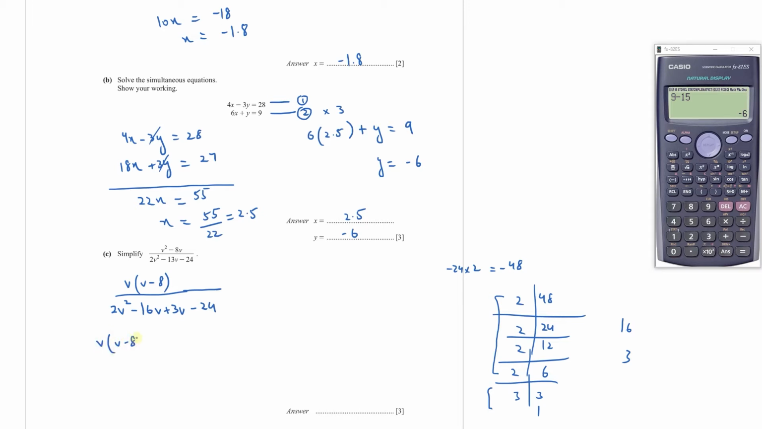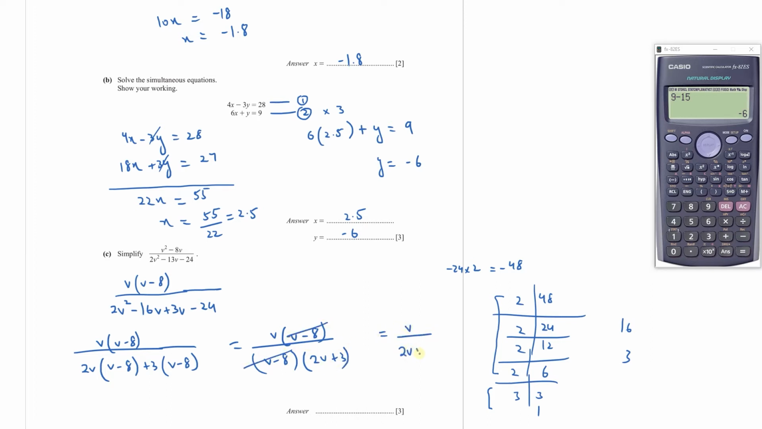So the numerator will remain the same, 2v into v minus 8 plus 3 into, I take 3 common, I get v minus 8. And then I can take this v minus 8 common as well. So this will be v into v minus 8 over v minus 8 times 2v plus 3. And this v minus 8 and this v minus 8 will cancel out. So I will get v over 2v plus 3. So this is how you will simplify this.